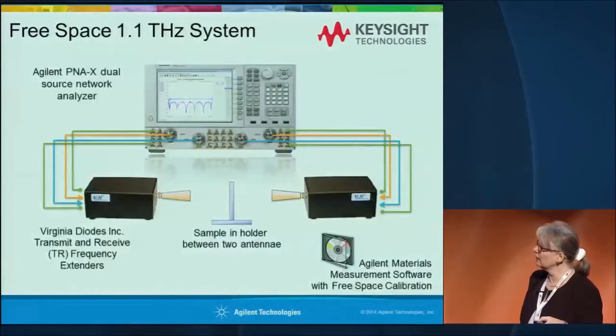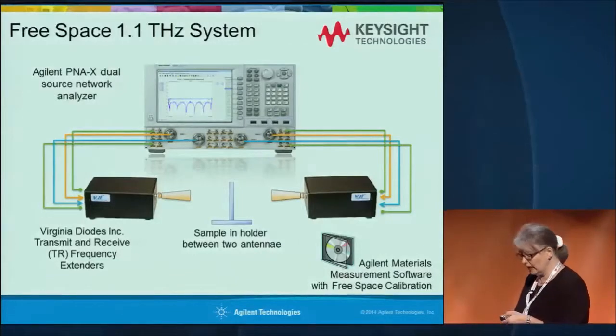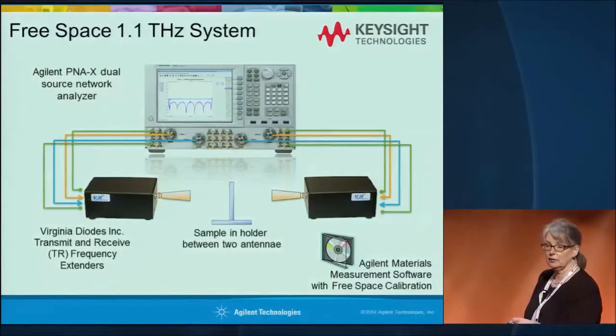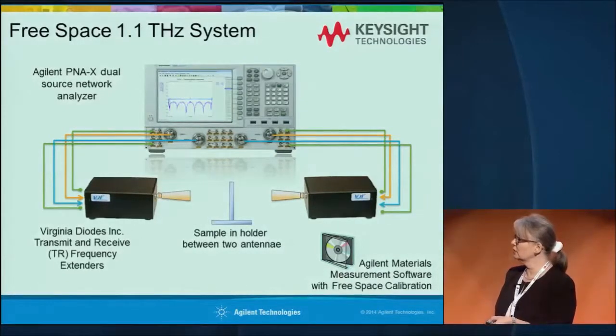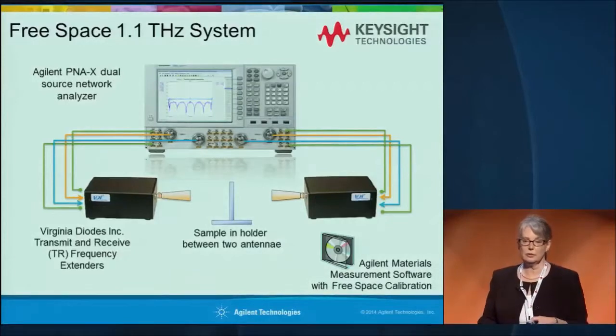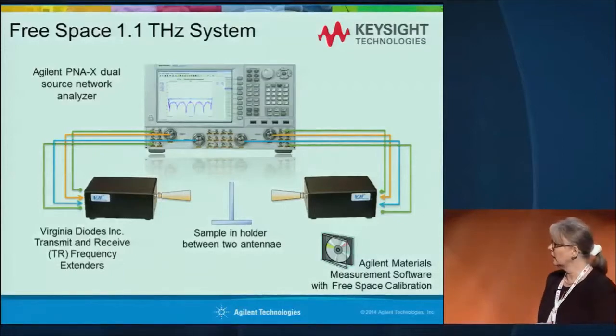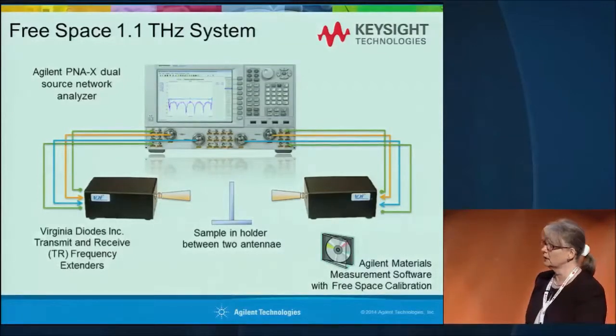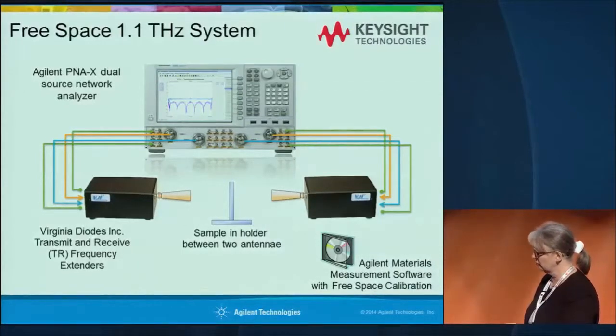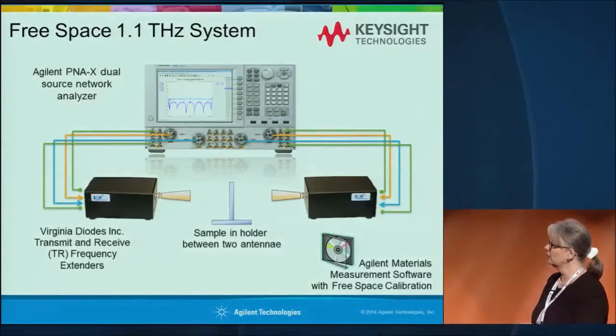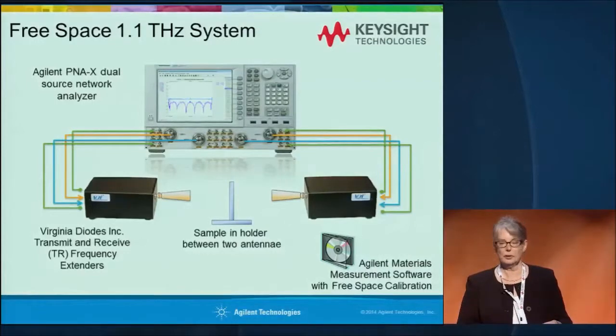And so I'm going to show you that system. Here we have a network analyzer. This one just happens to be a PNA-X with the dual source, and connected to it is Virginia Diodes frequency extenders from 750 gigahertz to 1.1 terahertz. Our sample is fixtured in the middle between the two antennas, and we're measuring S parameters. So we're measuring S21, S12, S11, and S22. And then we have some software that will calculate the permittivity, and we can also get permeability out of this measurement.